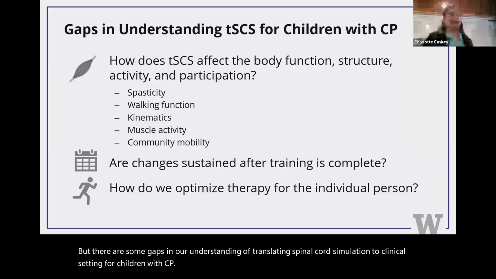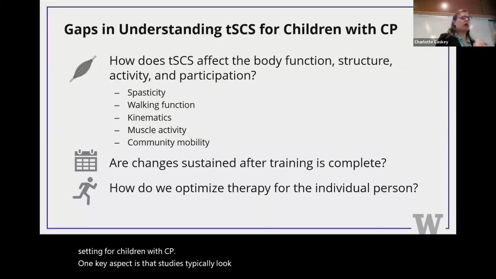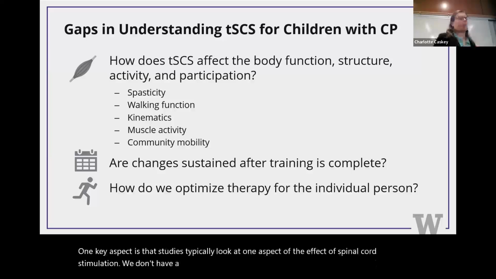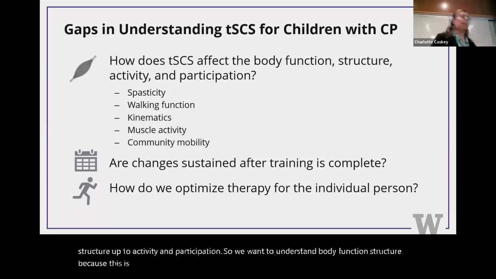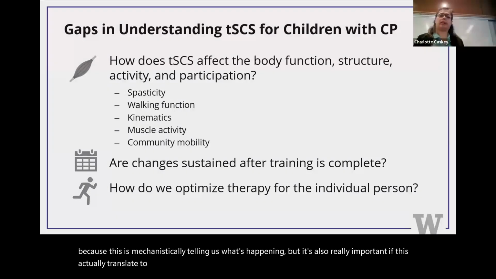One key aspect is that studies typically look at one aspect of the effect of spinal cord stimulation. We don't have a good concept of the translation of this from body function and structure up to activity and participation. We want to understand body function and structure because this is mechanistically telling us what's happening, but it's also really important if this actually translates to improving community mobility, because that's what we ultimately want.